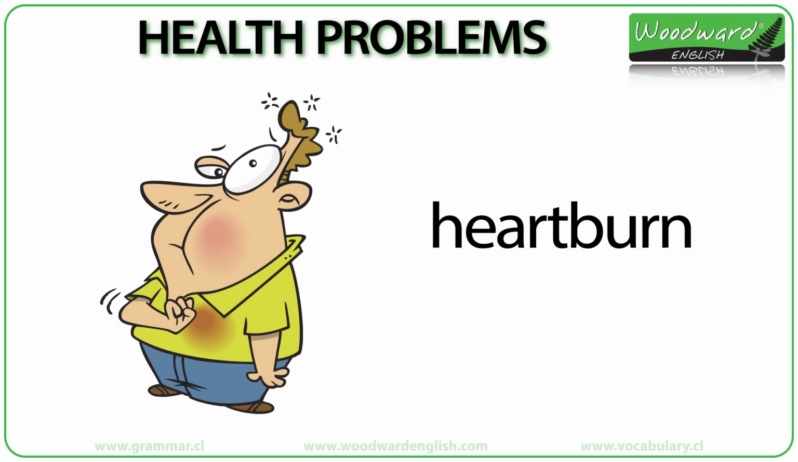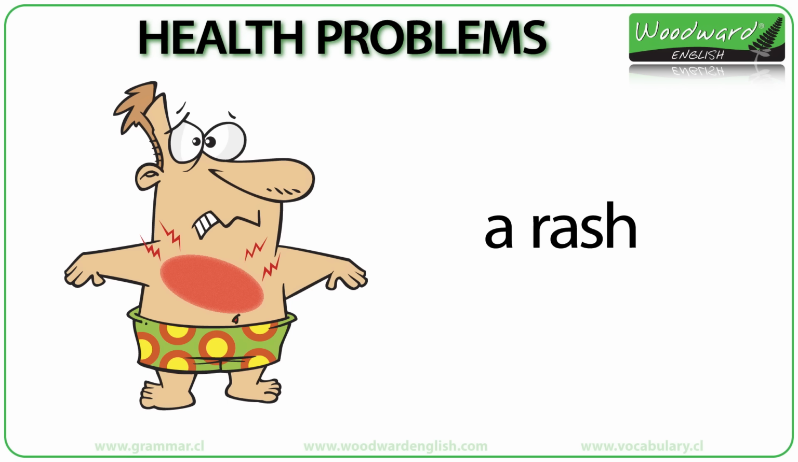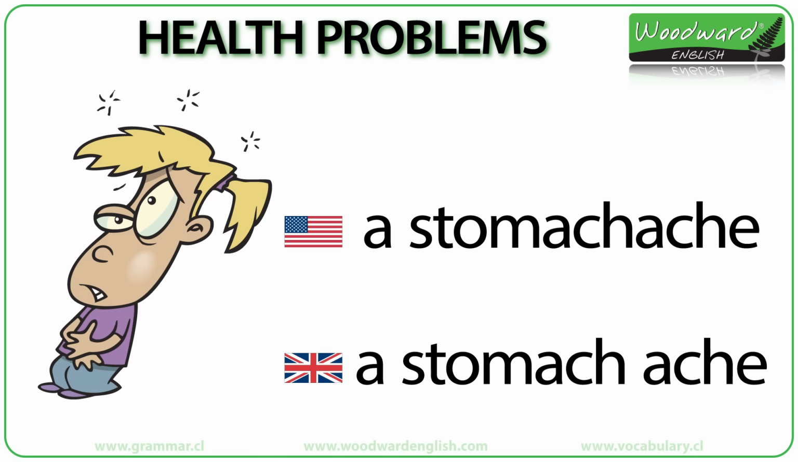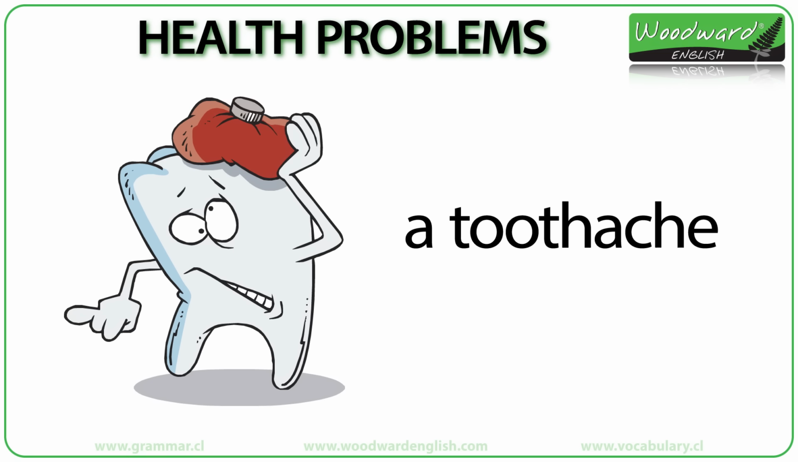"I have heartburn." Heartburn. "I have measles," or "I have the measles." Measles. "I have a rash." A rash. "I have a sore throat." A sore throat. "I have a stomach ache." A stomach ache. Notice the difference in spelling. "I have sunburn." Sunburn. "I have a toothache." A toothache.